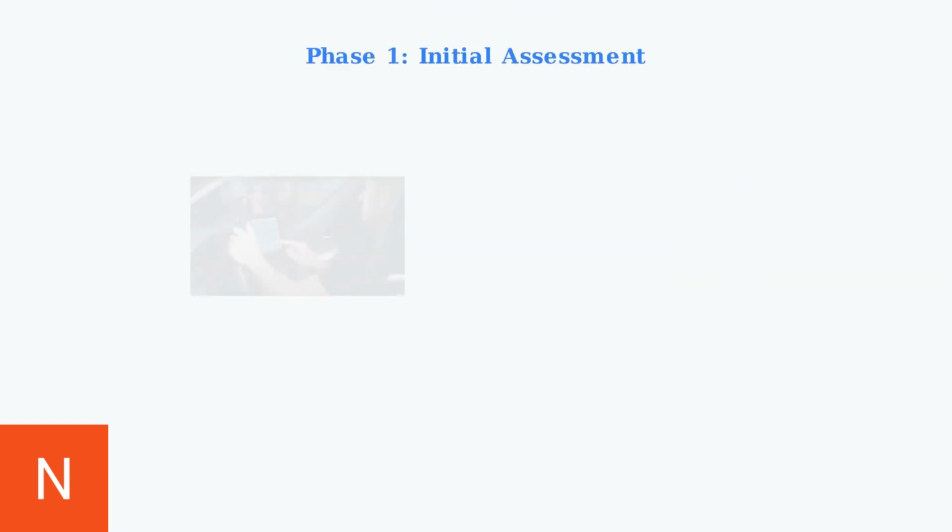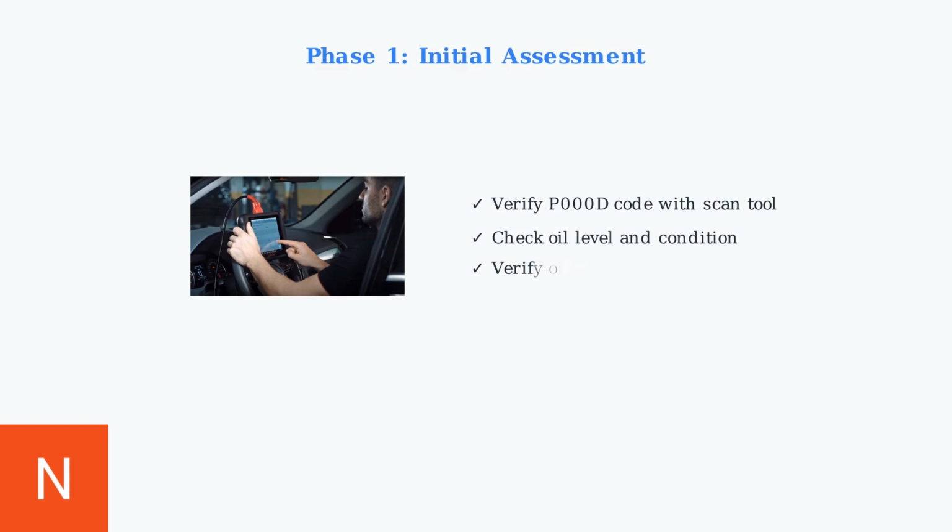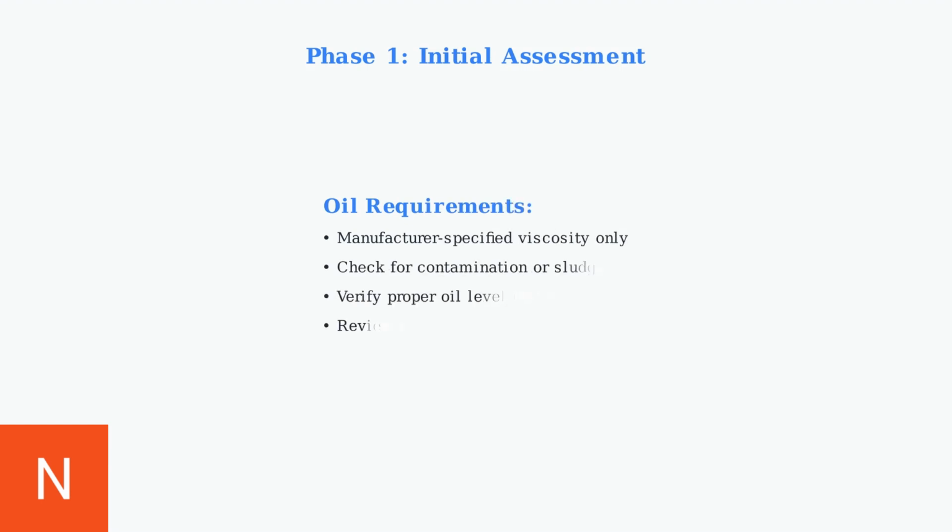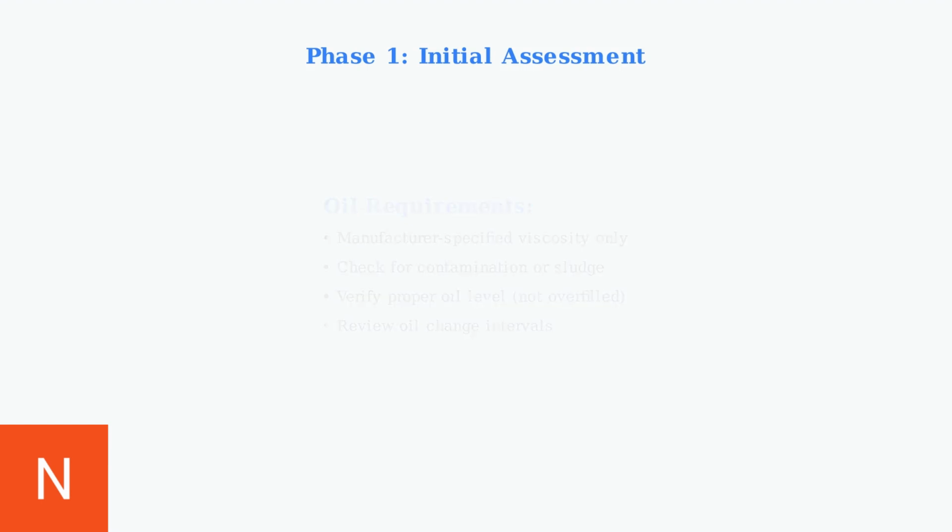The diagnostic process for code P00D begins with systematic verification using professional scan tools. First, we confirm the code and gather initial data about the vehicle's condition. Oil quality is critical for VVT system operation. We must verify the correct viscosity specification and check for contamination that could affect hydraulic pressure to the actuators.